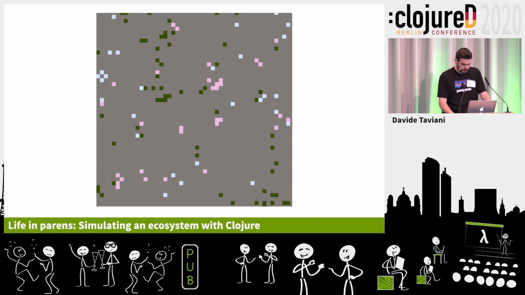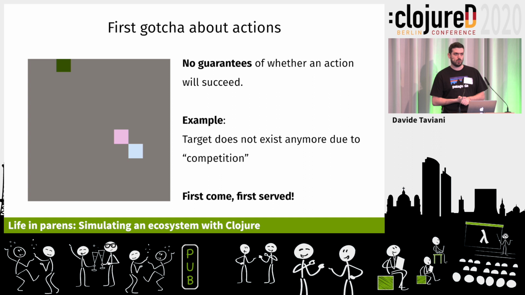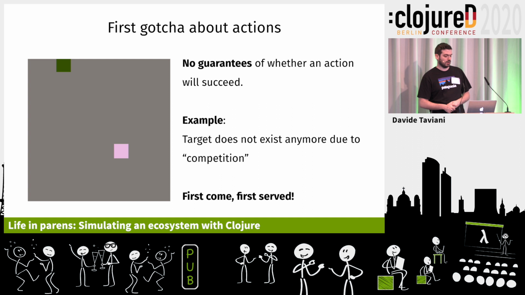But now we have to talk about the first gotcha about actions, and that's why we have to talk about tentative actions or intentions, because there is no guarantee that an action will succeed. Imagine this case: both creatures want to get to that food and they want to eat it, and there's only one. So what happens is what happens often in nature, first come, first served. So we have to take into account that there are maybe ways in which our actions might not succeed. And in this case, it's because there's competition.